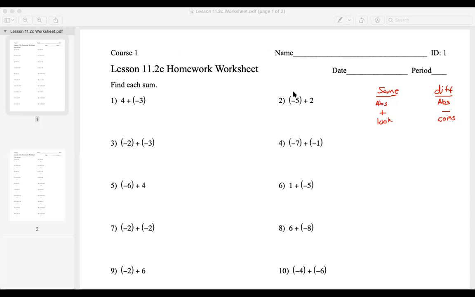All right, enough of me talking. Let's do some problems here. One at a time. I'm going to walk you through the entire process. This is the thought process. This is what goes through your head.